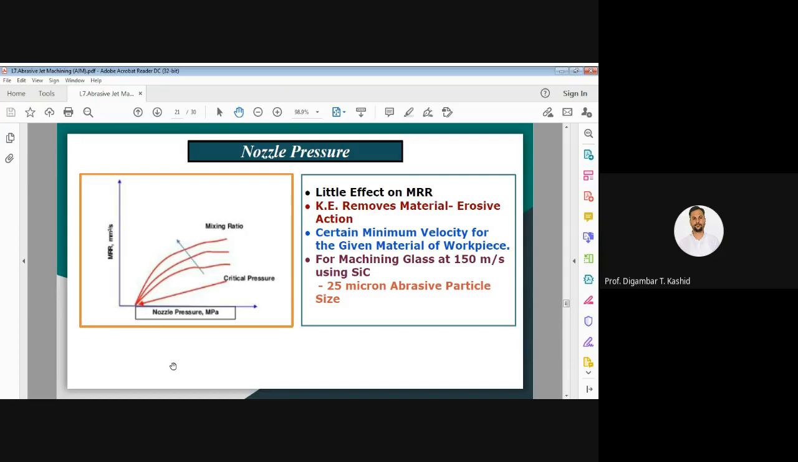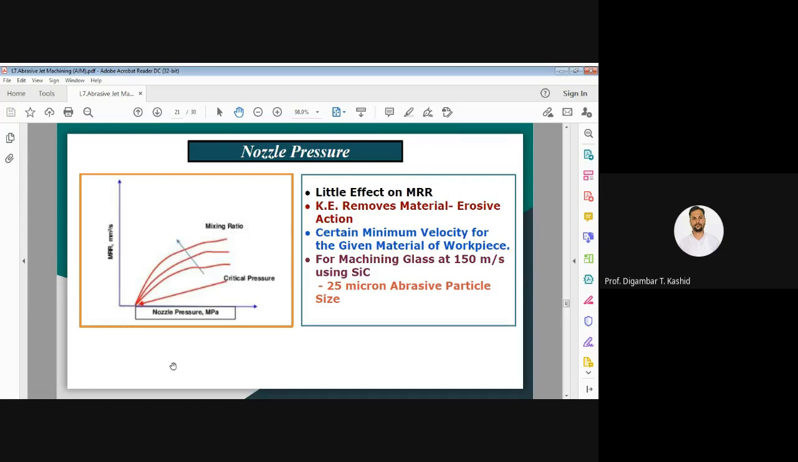Because unless and until an abrasive particle has a certain minimum kinetic energy, it cannot penetrate inside your workpiece surface. That means it cannot remove the metal from your workpiece. So only above that particular kinetic energy will it start penetrating inside your workpiece surface, and only then will it remove the metal. So we should know the minimum pressure, that critical pressure.